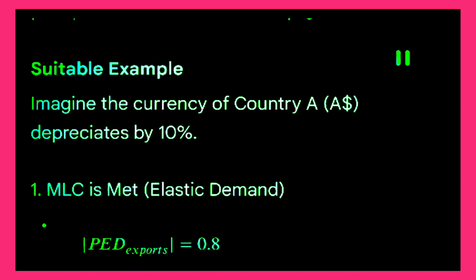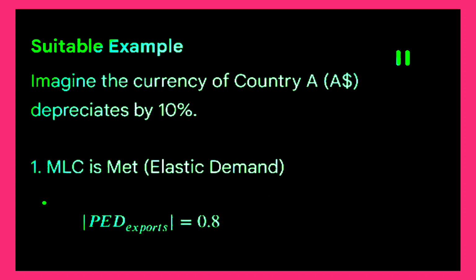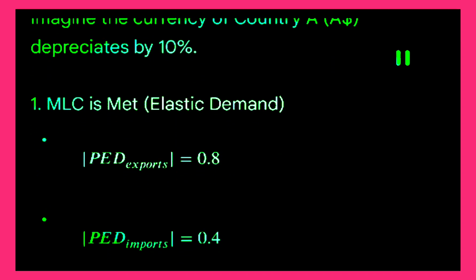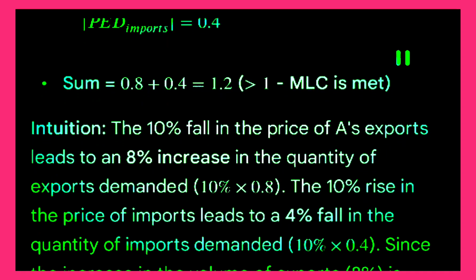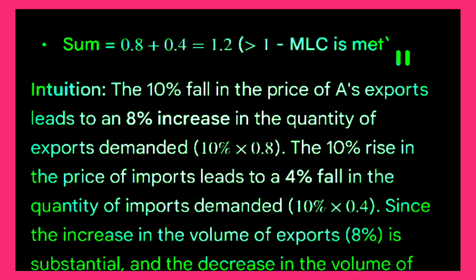Imagine the currency of country A, dollar, depreciates by 10%. 1. MLC is met, elastic demand. PED exports equals 0.8, PED imports equals 0.4. Sum equals 0.8 plus 0.4 equals 1.2, greater than 1, MLC is met.